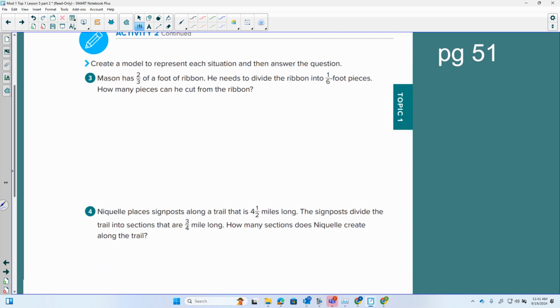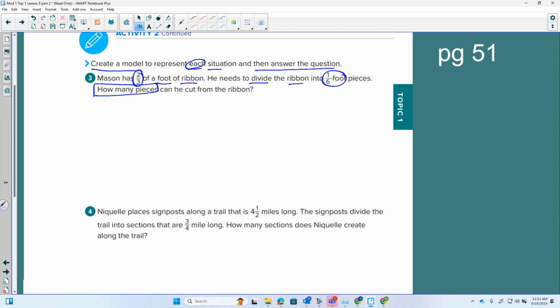Create a model, represent each situation, and then answer the question. Mason has 2/3 of a foot of ribbon. He needs to divide the ribbon into 1/6 foot pieces. How many pieces can he cut from the ribbon? So, because they said we need to do a model, we'll do that first. To me, an easy one, we need to write it first. I have 2/3 of the ribbon, and I'm dividing it into 1/6 pieces, yes?